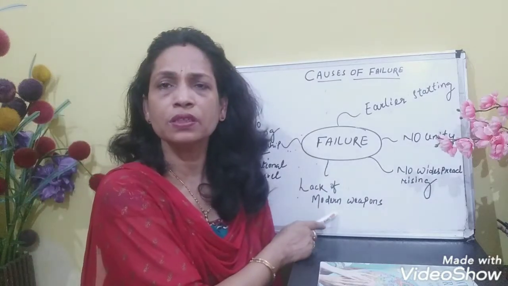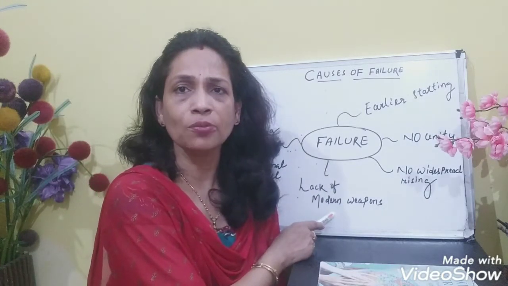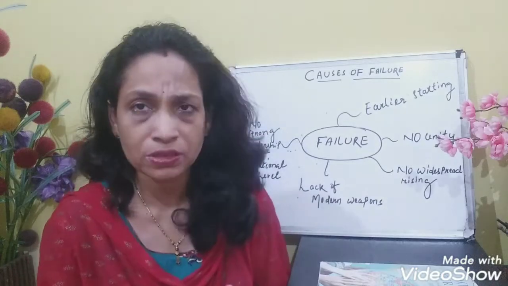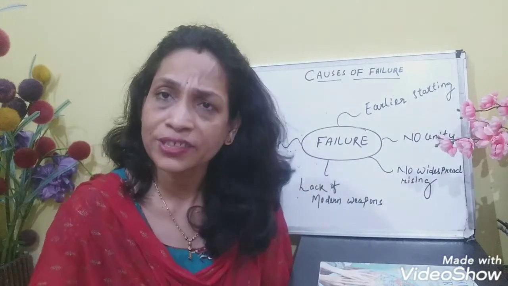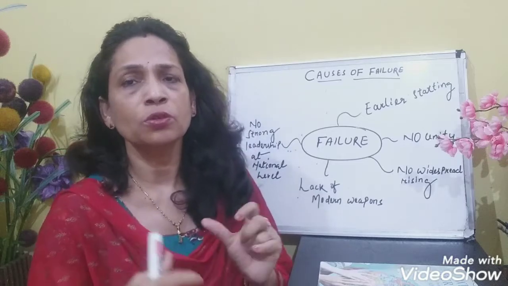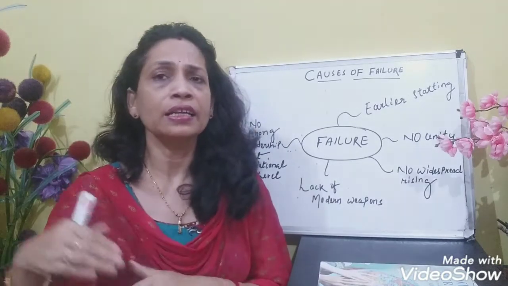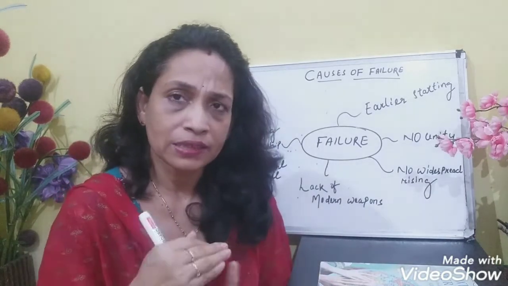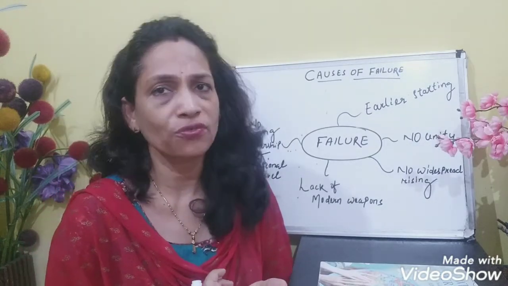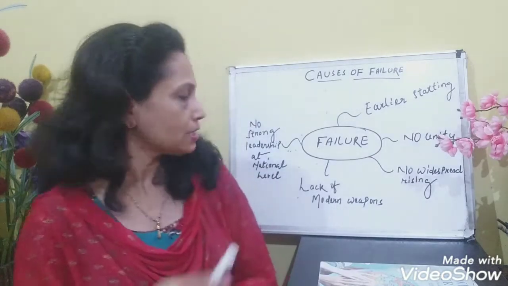Lack of modern weapons. Indians did not have modern weapons as the British were having. They had sophisticated weapons. They had excellent artillery, जिसको तोप बोलते हैं. They had swift moving horses, whereas Indians did not have that much sophisticated weapons. So that was another reason for failure of the revolt of 1857.